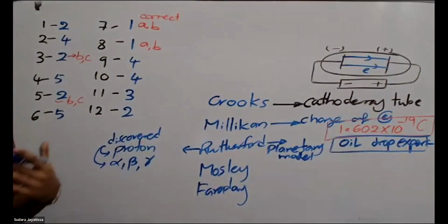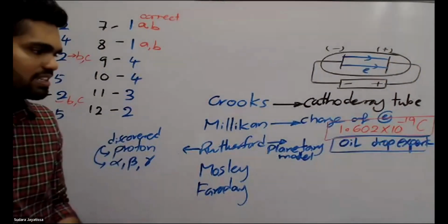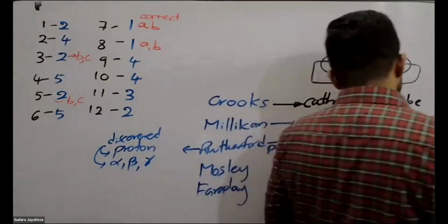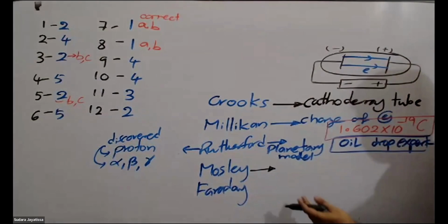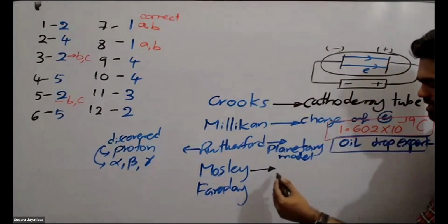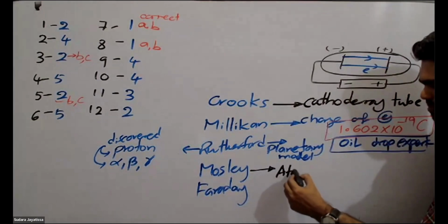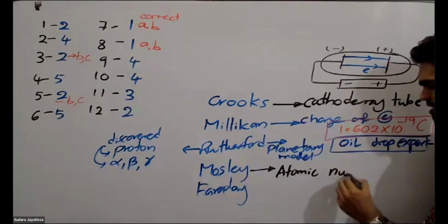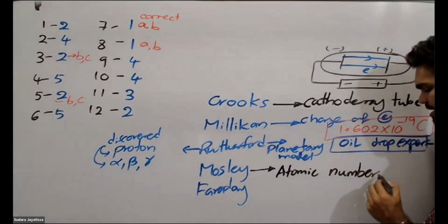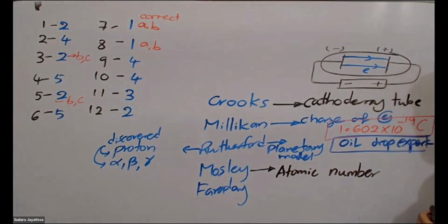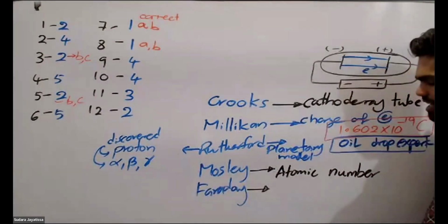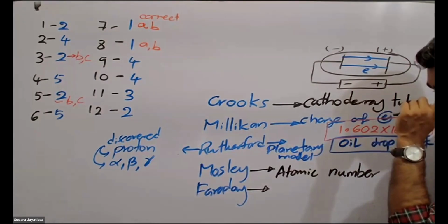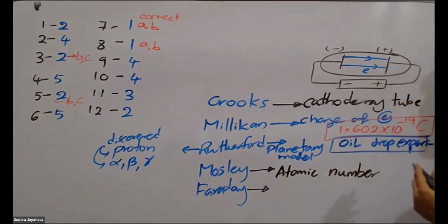So with the name of the scientist, let's try to remember what they did. Then we have Moseley. In future, you will be learning this again. Moseley is the one who found the atomic number. He proposed the method to find the atomic number. And Michael Faraday did many things for the development of physics and chemistry both.